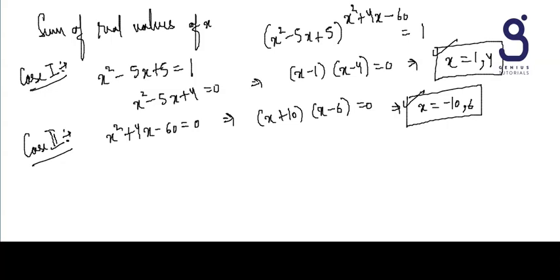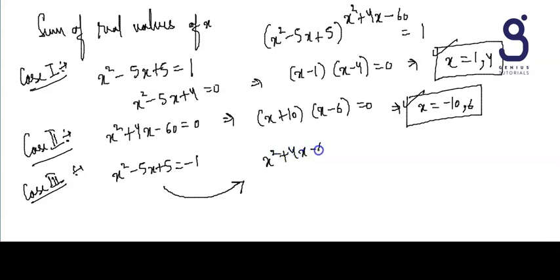Now, is any other case possible? One more case is there. What can be that possibility? The third case is that the base x² − 5x + 5 is equal to −1, and those values of x which make x² + 4x − 60 an even value. That means we need to solve this, but we need to find only those values of x at which this power is even, because an odd power will not give you 1.